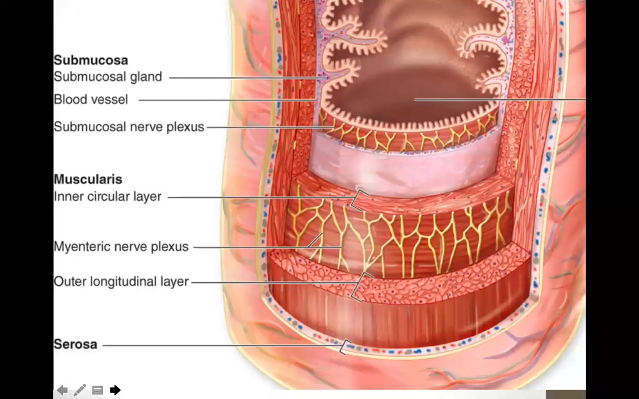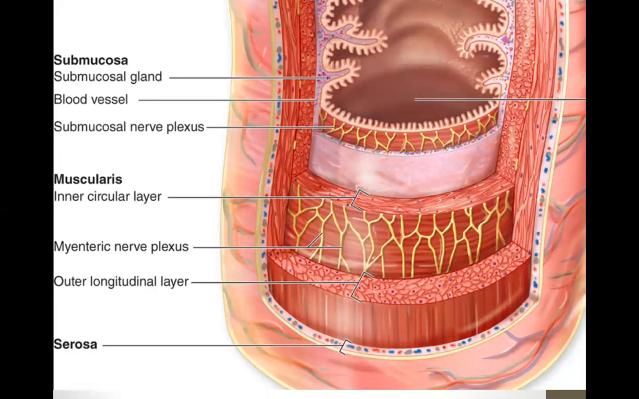Okay? Now, for the submucosa of the digestive tract, there are submucosal glands. Okay? You have your submucosal glands and you have your submucosal nerve plexuses. Alam ko wala to ngayon sa handout ninyo, but please take note. Okay? Please take note.